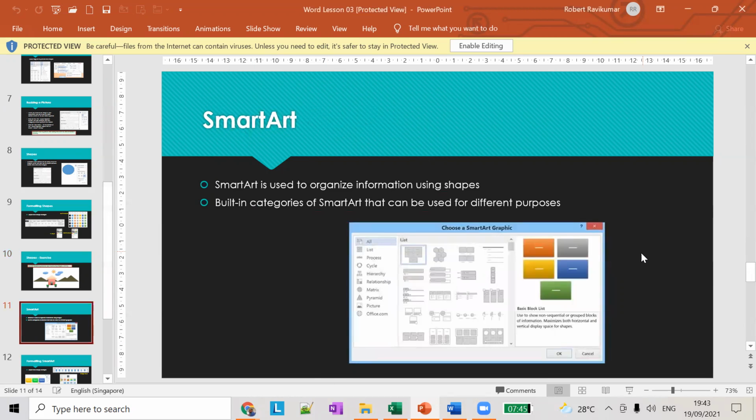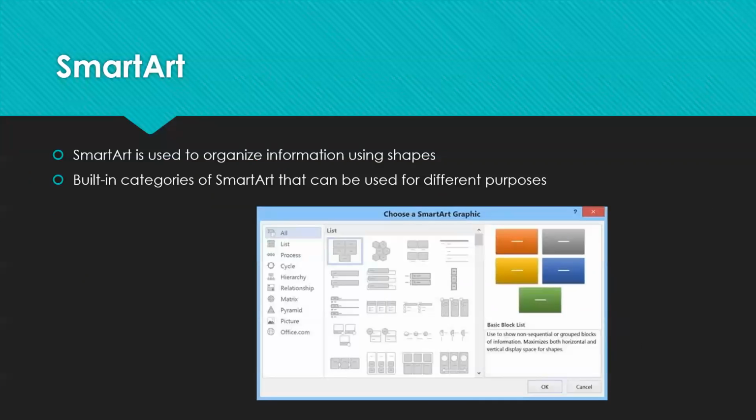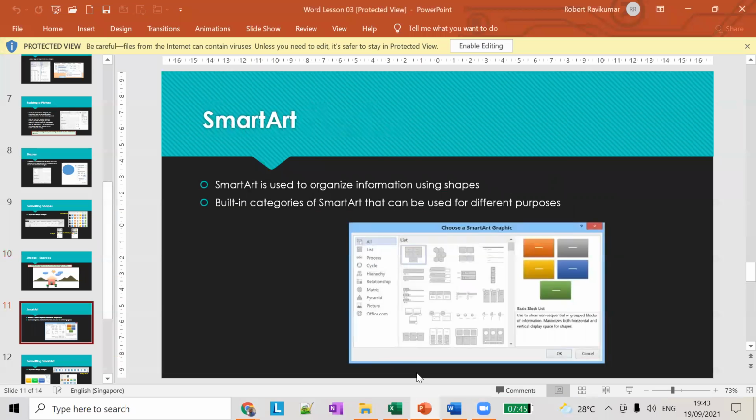So the next thing we're going to learn about is smart art. Okay, so smart art is used to organize information very fast.